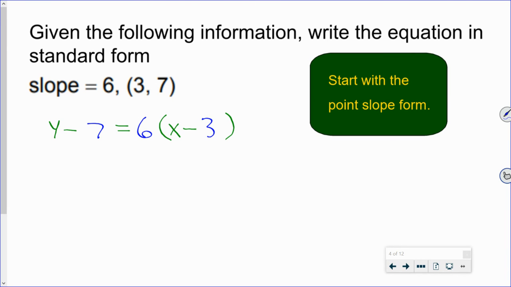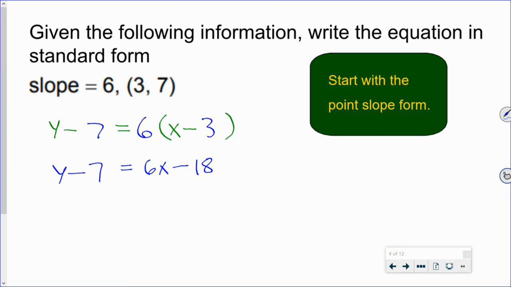So all I've done is plug in what I knew to point-slope form. Then I'm just going to simplify and convert it to standard form. So to do that, 6 times x, 6x. 6 times negative 3, negative 18. I have to distribute. I'm always going to distribute, probably. Anytime I have parentheses, 99% of the time, I'm going to have to use that distributive property. That's why it's so important that you get really familiar with it early on.